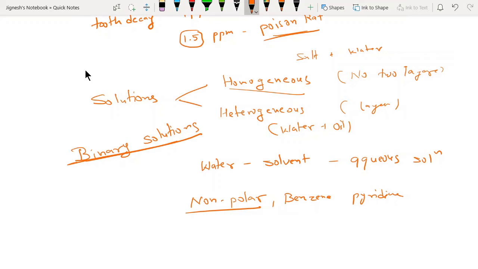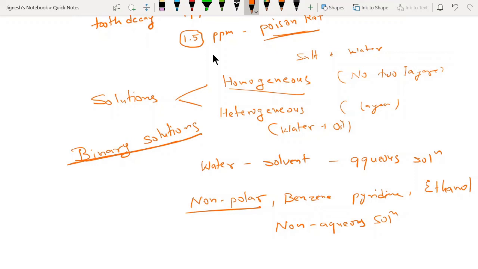Okay, non-polar shape, but if it is non-aqueous, then such a solution is called a non-aqueous solution, where you have this as a solvent. Even ethanol can also be used, but it is not non-polar, it is polar. So we can consider that as a non-aqueous solution.